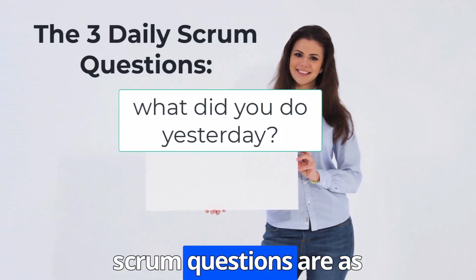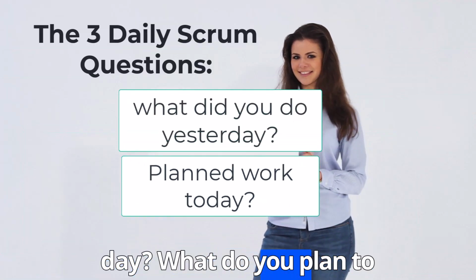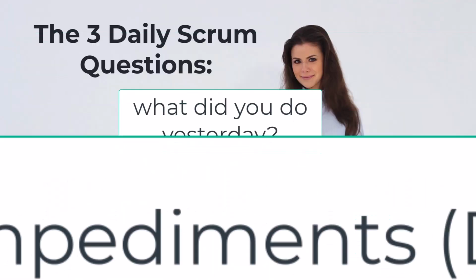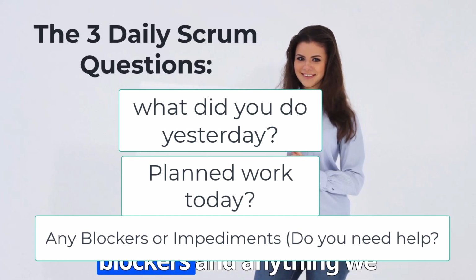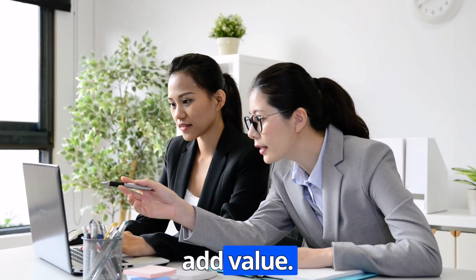The three daily Scrum questions are as follows. What did you do yesterday or the last work day? What do you plan to work on today? And then are there any impediments, what we call blockers, anything we can help with? And that's where the Scrum Master and Product Owner can add value.